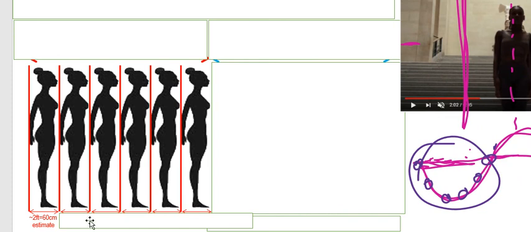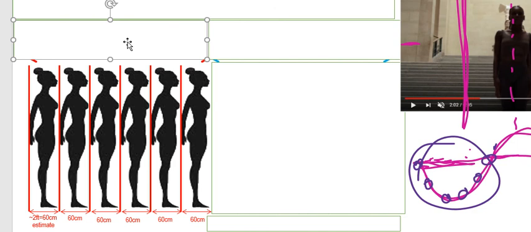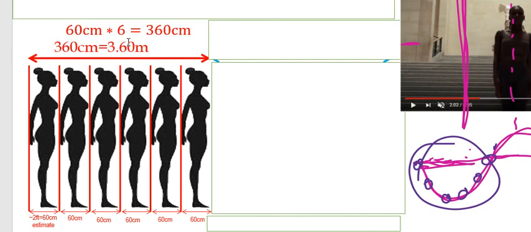So this is what that would look like. If they're all 60 centimeters apart, that would be 60 plus 60 plus 60 plus 60. That's basically 60 centimeters times 6, which will give you 360 centimeters. And then it's like money. If you had 360 pennies, you'd end up with 3.6 meters. So half of a wavelength is 3.6 meters.